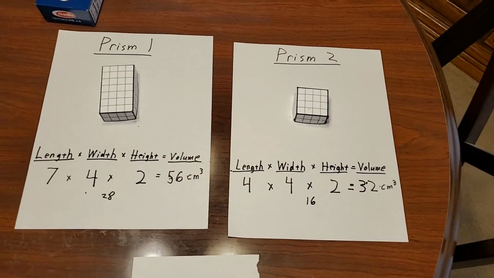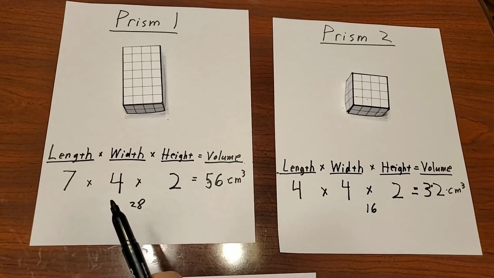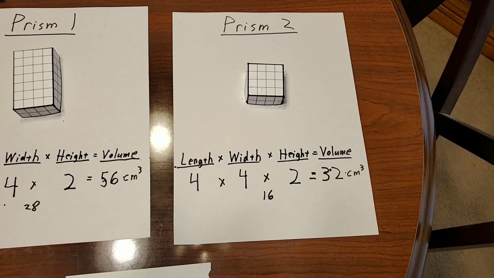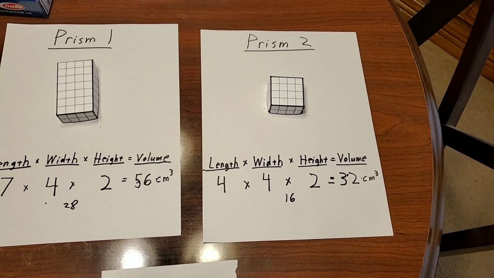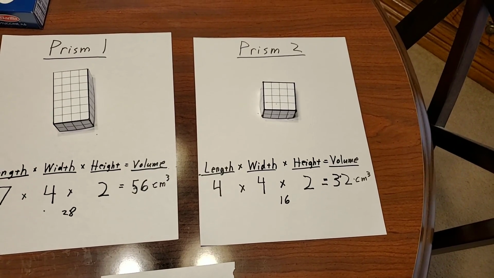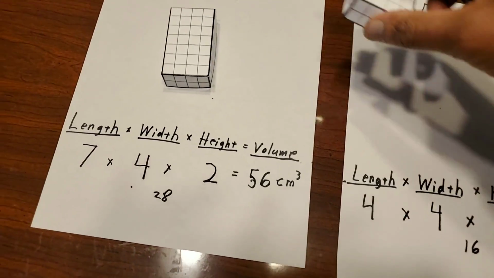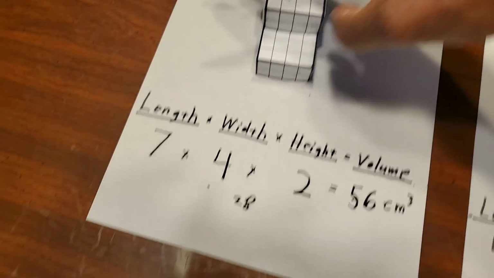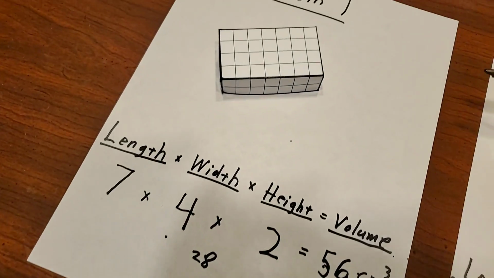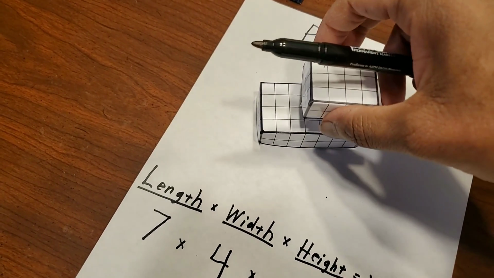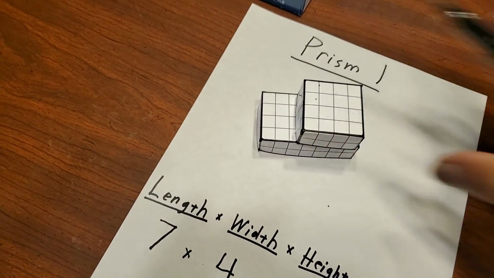So now that we know the volume of our first rectangular prism and we know the volume of our second rectangular prism, what are we going to do? Well, we're going to do something with 56 cubic centimeters and 32 cubic centimeters. Remember, we are putting these two together. Since we're putting them together, what's another synonym? We're adding them back together.